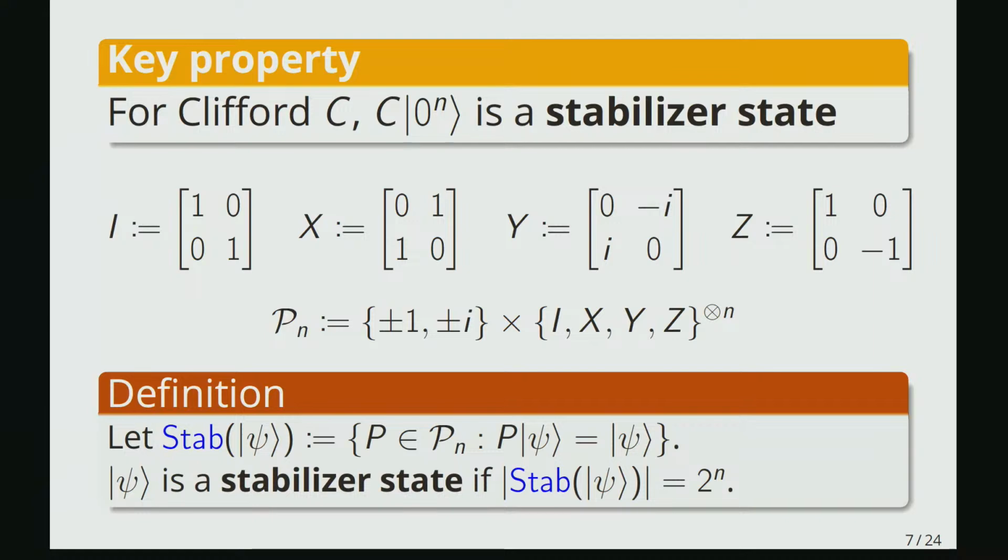And actually, it will be convenient to introduce this notation, because we're going to use it a lot throughout this talk. You can actually define, not just for a stabilizer state, but for an arbitrary state, its stabilizer group as the group of Pauli operators, because it's closed under multiplication, that stabilize that state. And I will denote this by stab of ket psi.